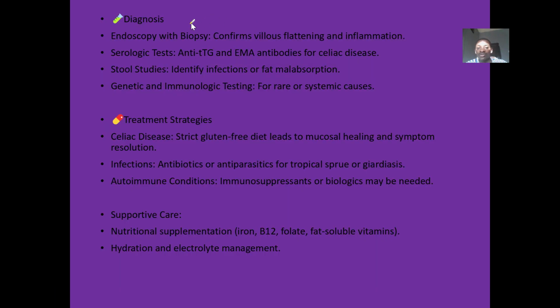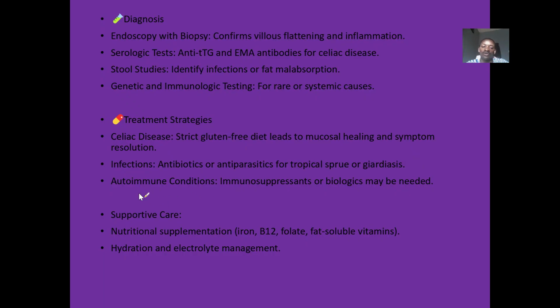Diagnosis is you do endoscopy with biopsy, serological tests to see if there are antibodies, stool studies, and genetic and immunological tests. Treatment is, if you have celiac disease, you eat foods that are free from gluten. If there are infections, you treat them. If it is bacteria, antibiotics; for parasites, antiparasitics.